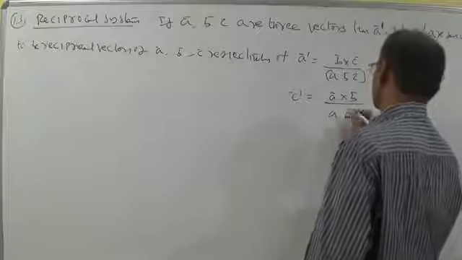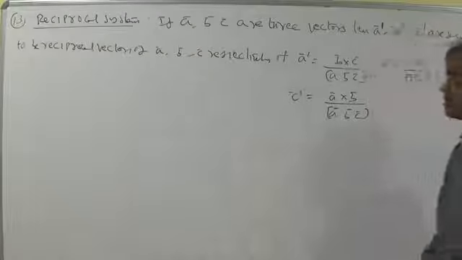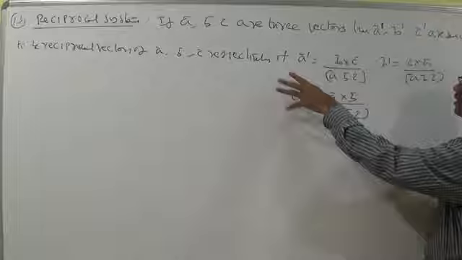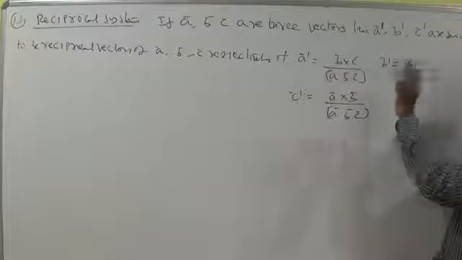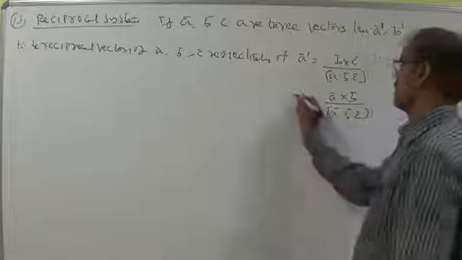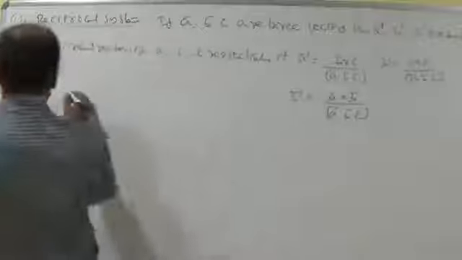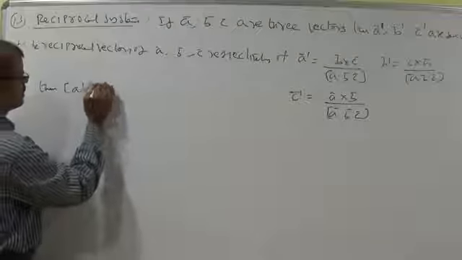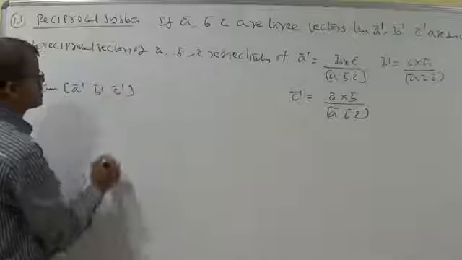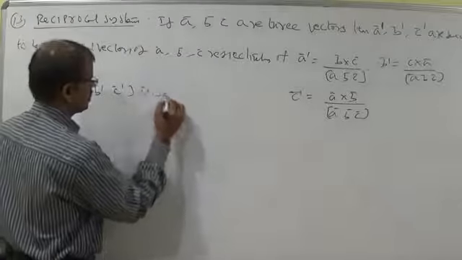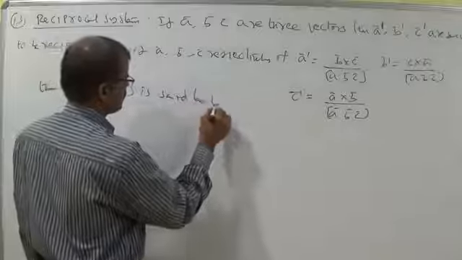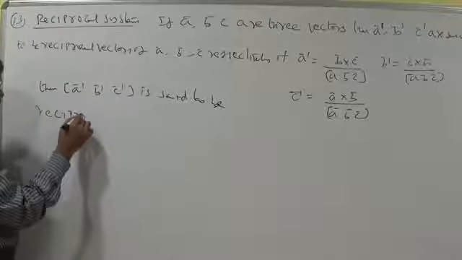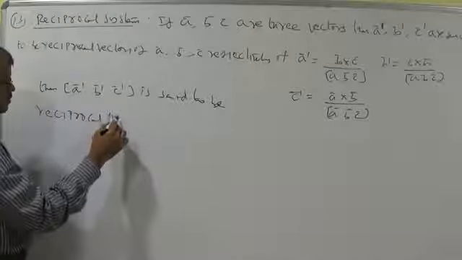Box ABC is common for everything. For A dash, A letter should not be in the cross product. For B dash, B letter should not be. For C dash, C letter should not be. Like that. Therefore, box A dash B dash C dash is said to be the reciprocal system of A bar, B bar, C bar.